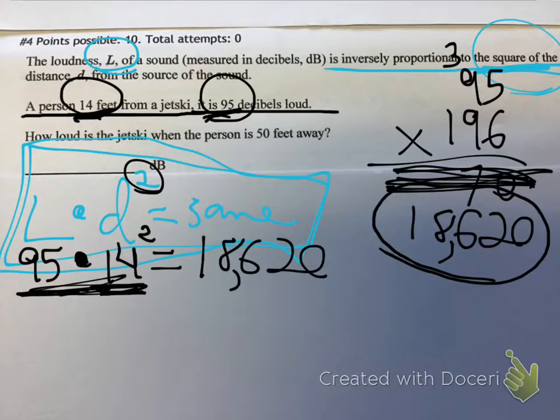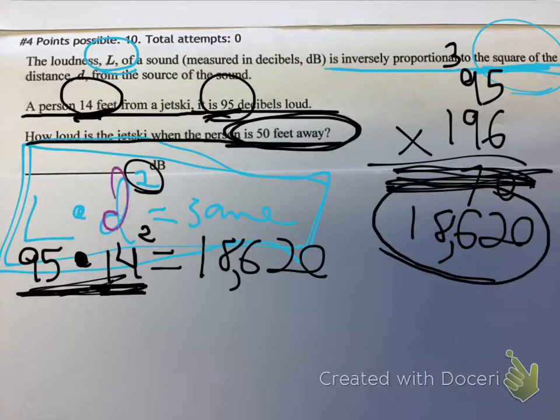That's the total that it's always going to be. And so then when they ask us what they're going to ask us, we can answer it. They're saying now, how loud is this jet ski when the person is 50 feet away? And 50 feet away is a distance, so we'll put that in for distance D. And so back to the old distance mess. D was the distance, and that's the one that you square. We'll put in 50 there.